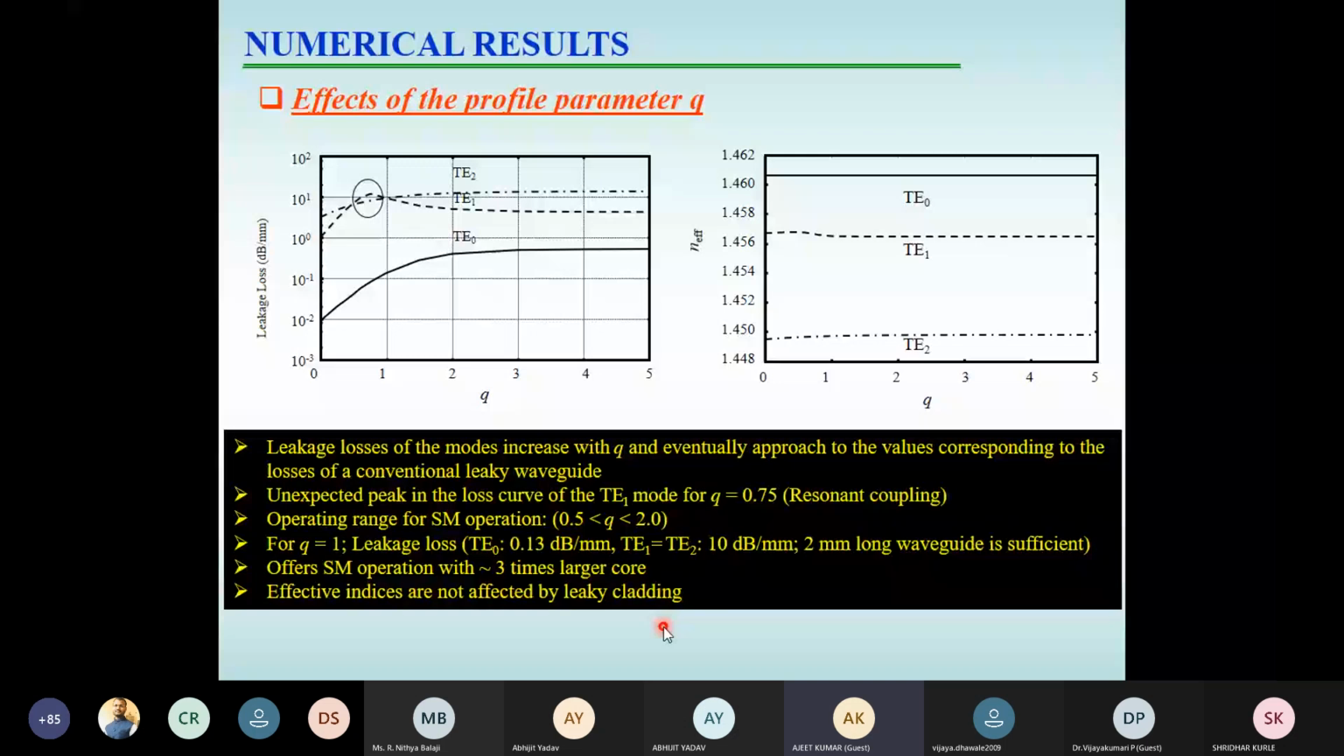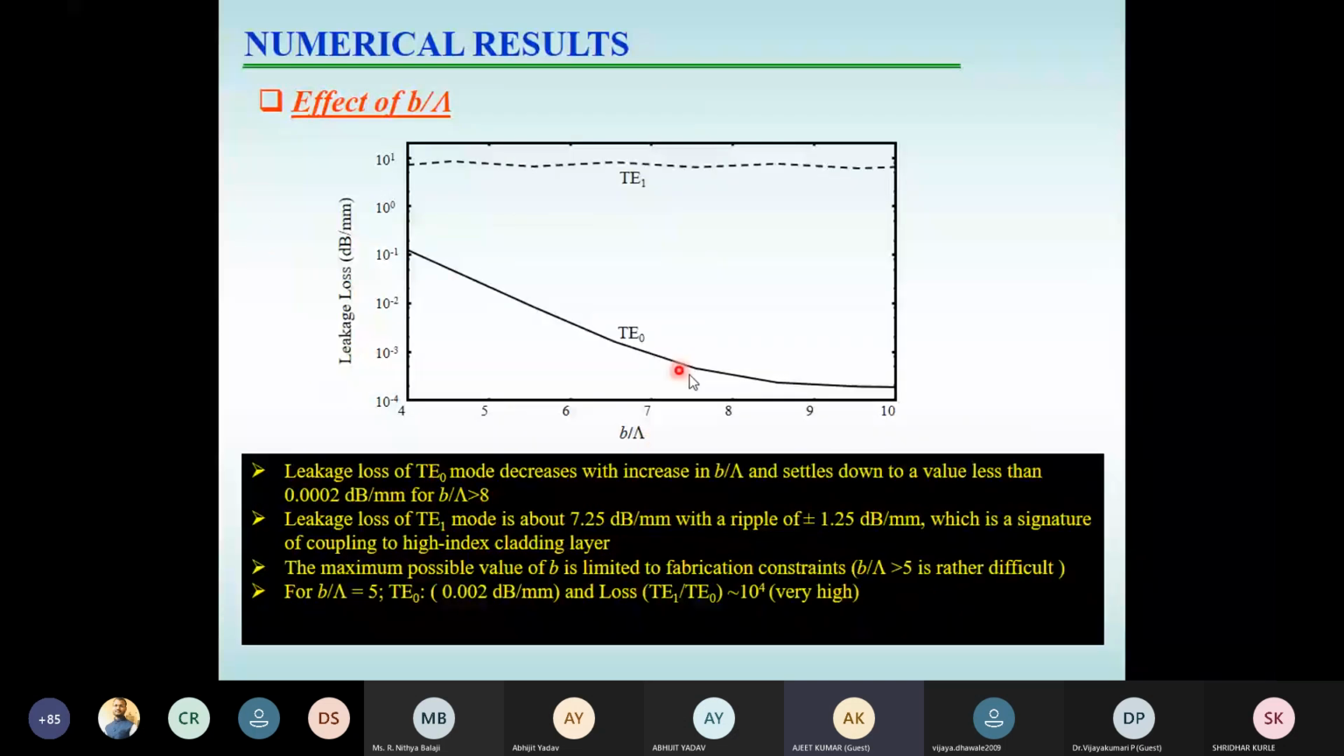Then we have seen the effect of the d by lambda parameter, and with this you can see there is a ripple in the first higher order mode loss. This ripple is also a confirmation of the resonance coupling which we have observed. The second point is that with the effect of d by lambda, we are basically increasing the differential leakage loss. So being an experimentalist, you have to see how many dips or how many low index regions you can design, and based on that you can use the d by pitch value.